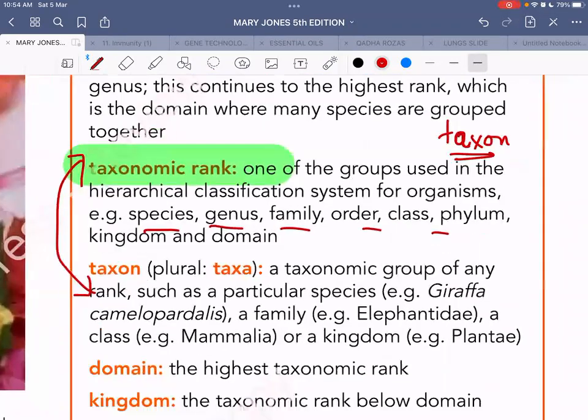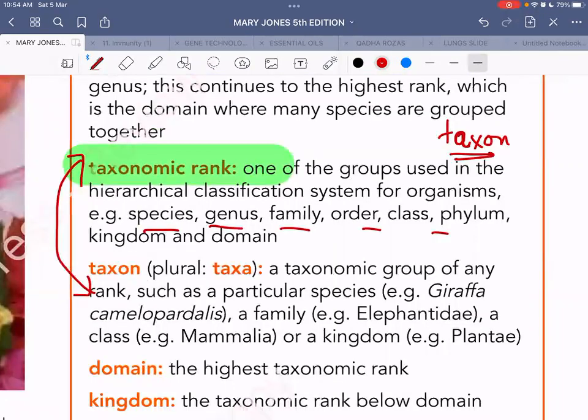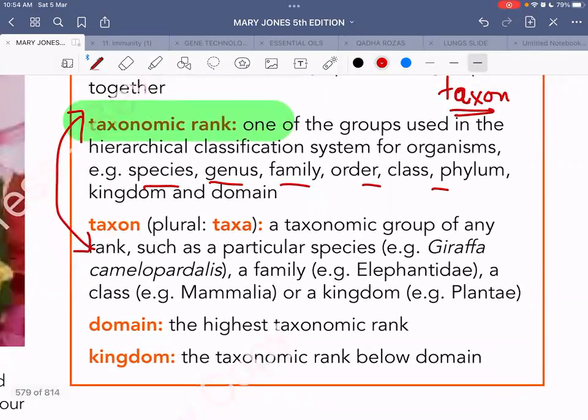So again I repeat that taxonomical rank and taxon needs to be differentiated. A taxon is a taxonomic group of any rank such as a particular species like giraffe, family, जो भी उसकी है, elephantidae या mammalia, उसकी क्लास मेमेलिया हो गई, या फिर किंगडम जो है वो उसका प्लांटी हो गया. सही है? डोमेन इज द हाईएस्ट रैंक.